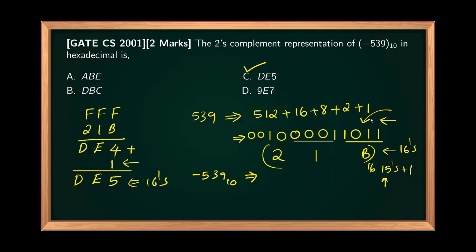We identified the binary of 539. We identified the hexadecimal of 539. To represent the number in 2's complement format, we should take the 2's complement of the binary pattern. Instead, we took the 16's complement of the hex pattern. Then DE5 will be the right choice.